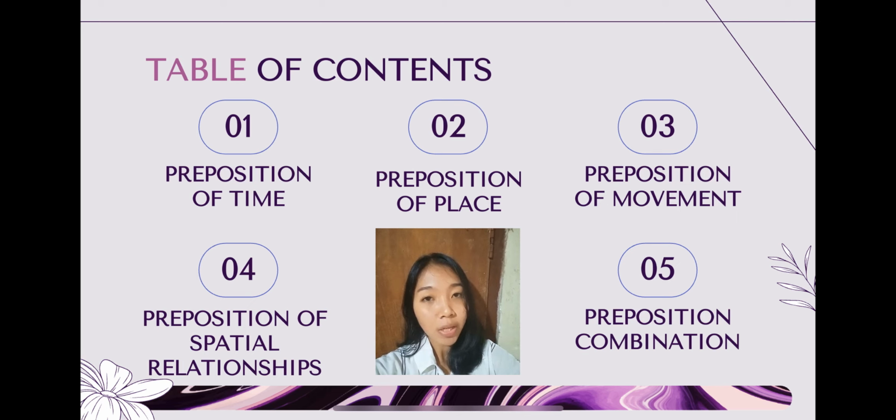So today we would like to present you the topic about prepositions. What is a preposition? A preposition is a word or group of words used before a noun, pronoun, or noun phrase to show direction, time, place, location, spatial relationships, or to introduce an object. Some examples of prepositions are words like in, at, on, off, and to.